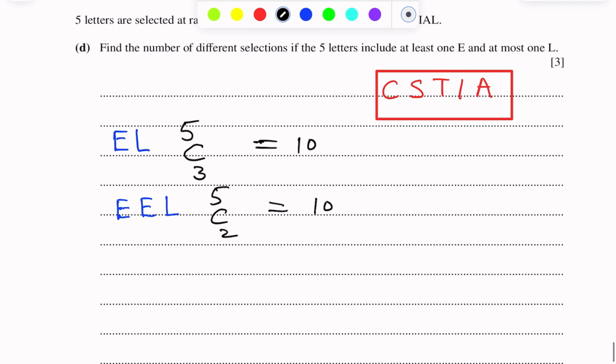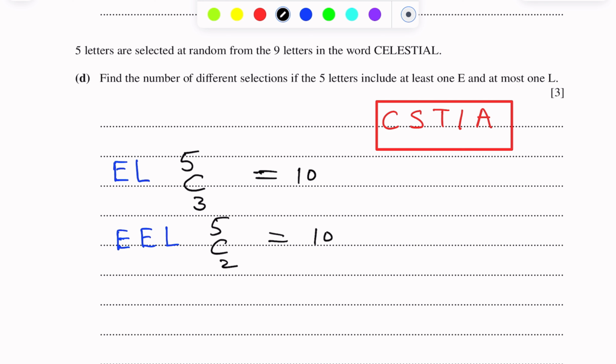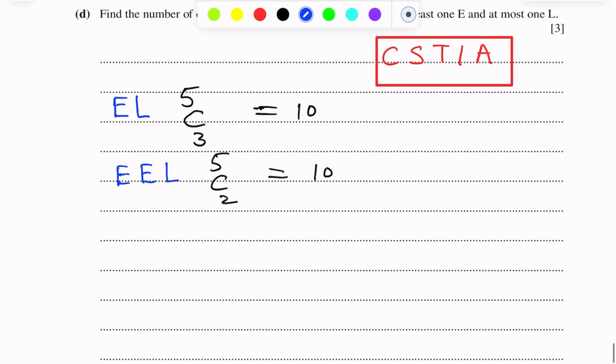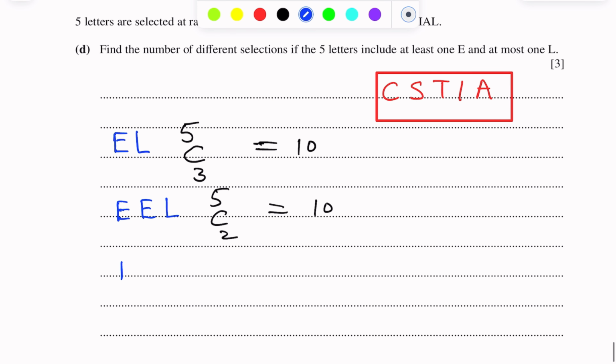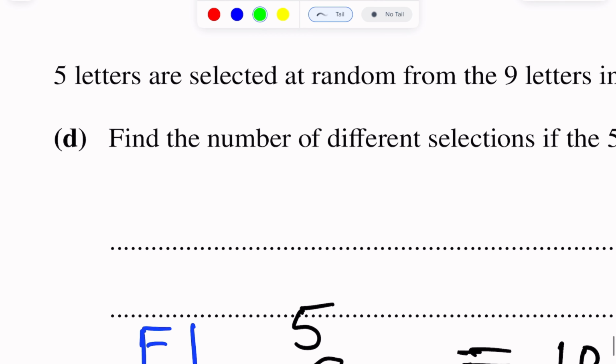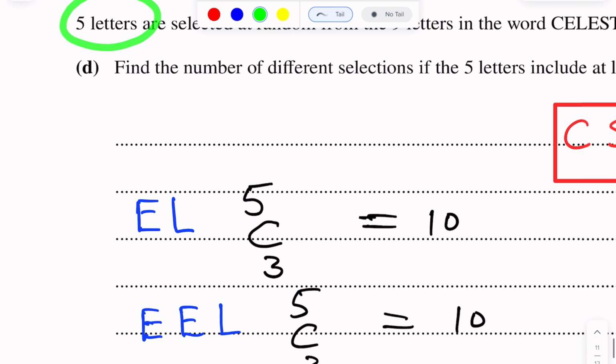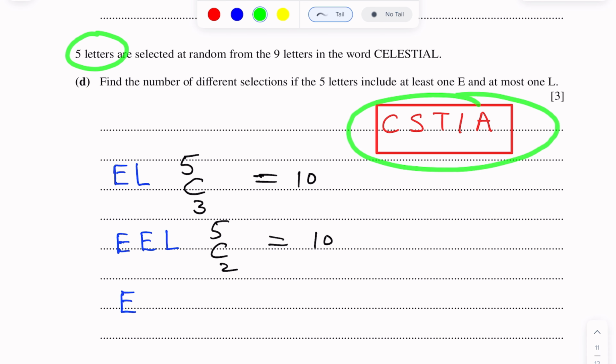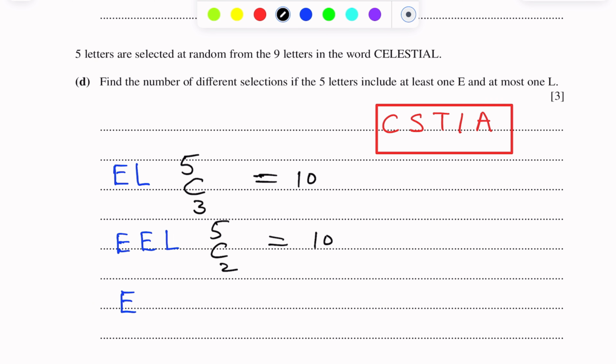Next option, now we are taking only one E. We are not taking any L, because we can take at most one L. One E we have selected, but the remaining four letters we will select from C, S, T, I, A, because total letters we have to select is five. So we write 5C4, which we get 5.